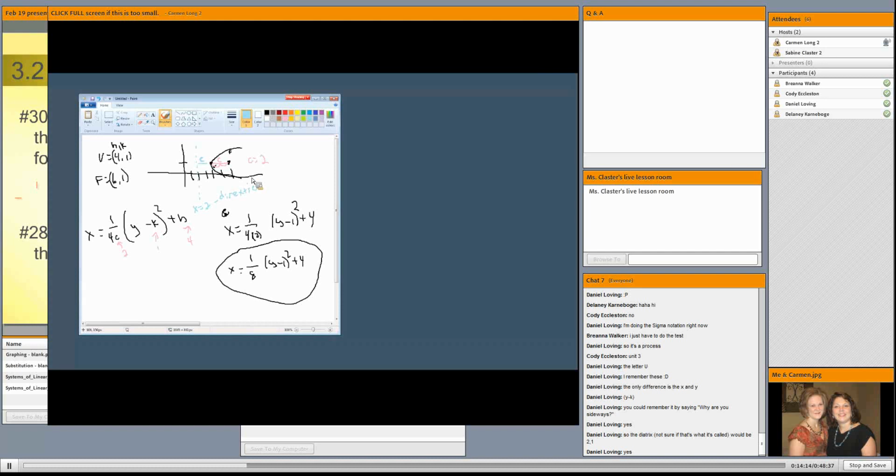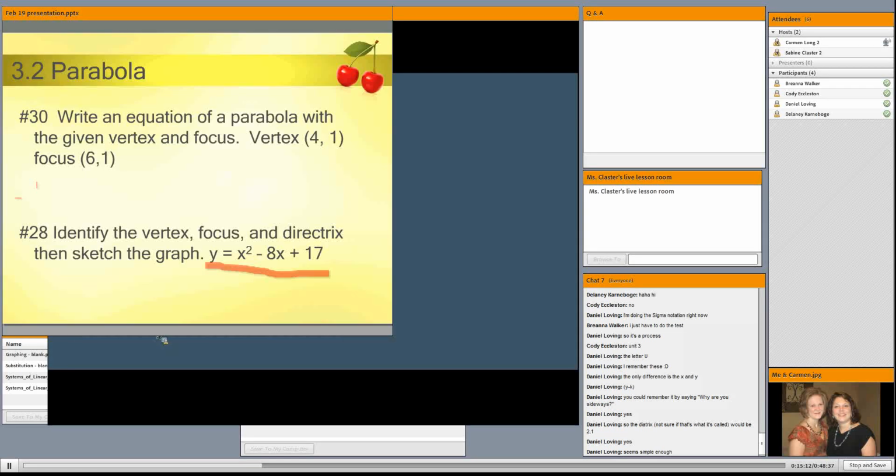All right, let's do number 28. Identify the vertex, focus, and directrix, then sketch the graph. So here they're giving us the equation, and they want us to find all the pieces and parts. Okay, no problem. We have a little bit to do here. We can't graph this. This isn't in the graphing format. But we can make it be what we want it to be.